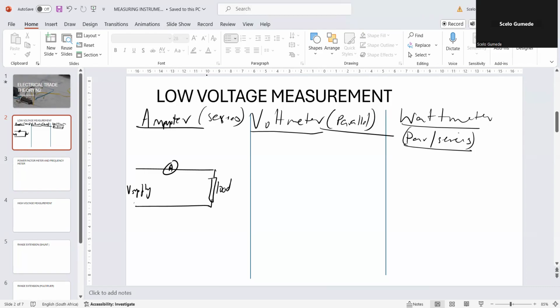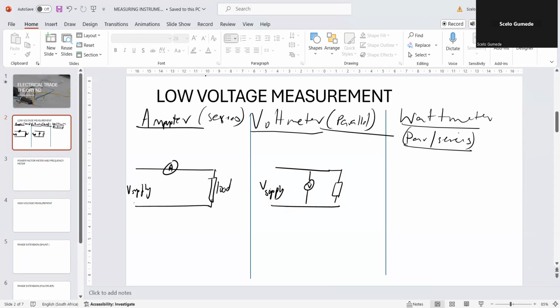But then on a voltmeter, how do we do it? We've got V supply. And then we're going to have, remember, the same load, but the voltmeter is now going to be in parallel. That's how we connect it under low voltage.